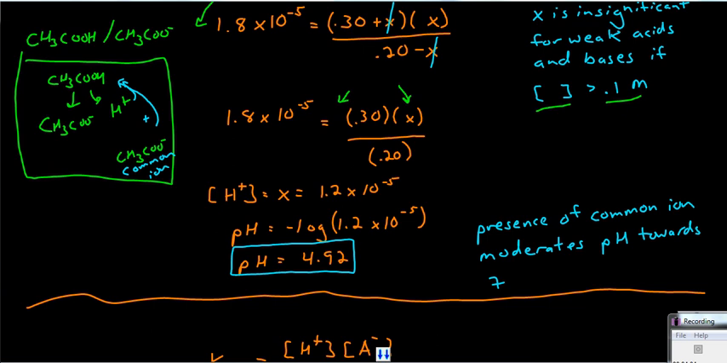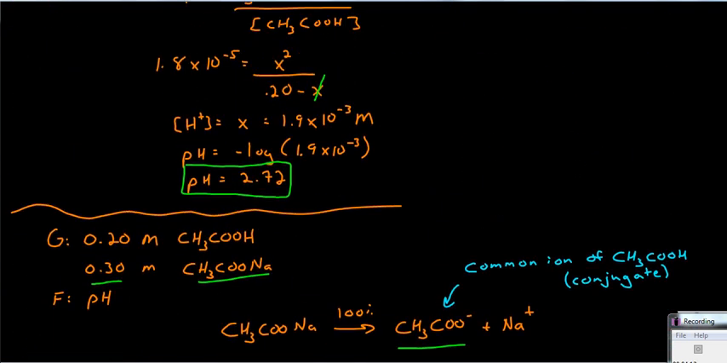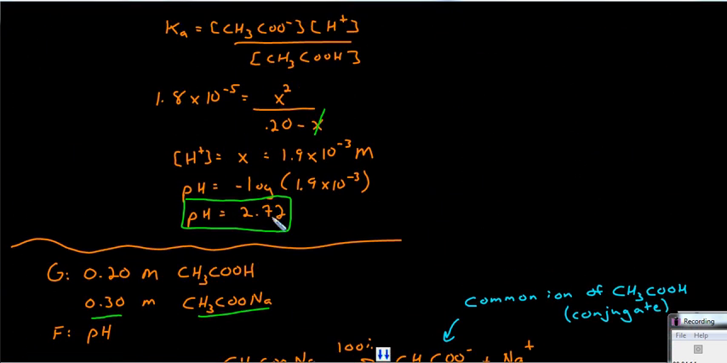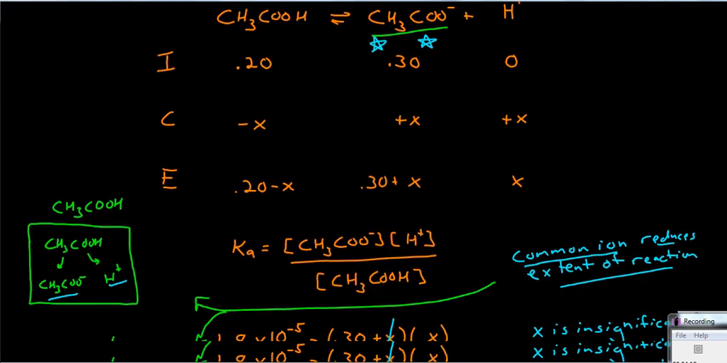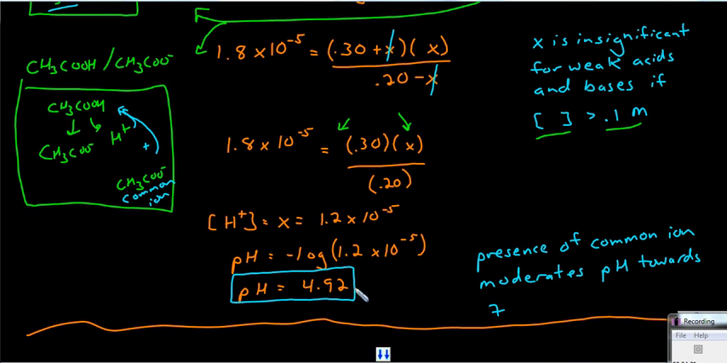Please note that in the original case, where we just had acetic acid, our pH was 2.72, a fairly acidic solution. But having this common ion present, our pH was 4.92, much closer to neutral. You see that the presence of a common ion greatly moderates the pH towards 7.